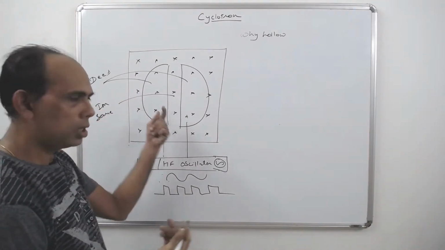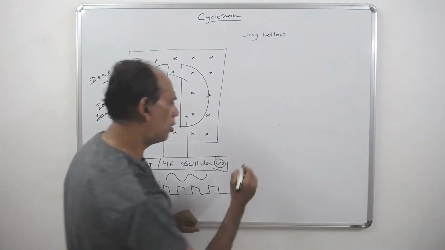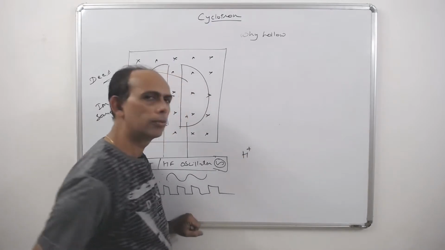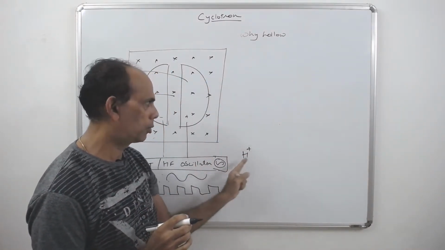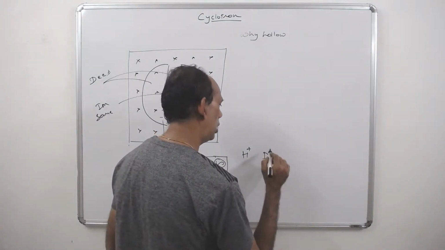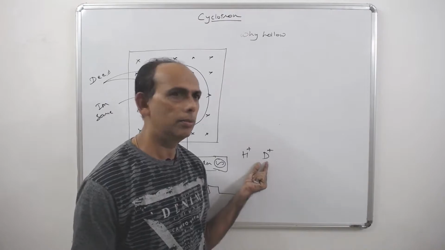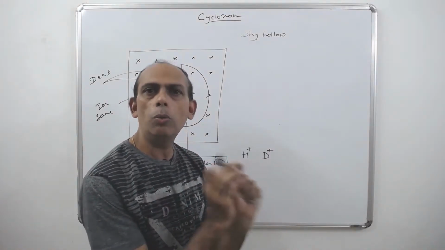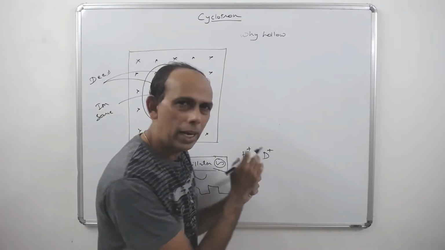This ion source is from where you are injecting the ions. What are these ions of? This could be of hydrogen, just one proton, nothing else. Electron removed, one proton remaining. It could be another thing called deuterium, an isotope of hydrogen. It has just one proton, one neutron, one electron removed. So it's a positive ion. Only thing, it has an additional neutron along.